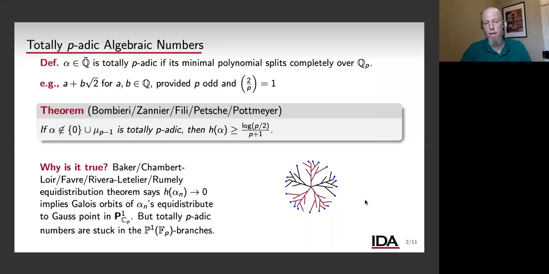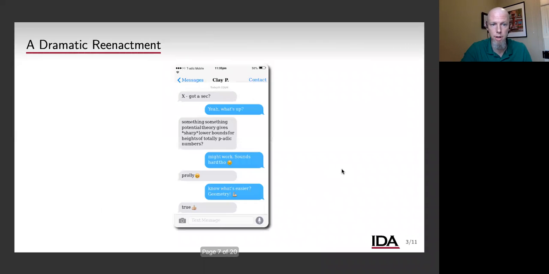Okay, so I guess I could keep putting slides up like this with equidistribution results for the rest of the talk, but we're going to go a different direction. So I think it was the tail end of last year, maybe last summer sometime, Clay Petsche and I were communicating via email, and rather than give the whole thread, I just put together a dramatic reenactment for you here. And the basic idea was that Clay had this idea for obtaining sharp lower bounds for heights of totally p-adic numbers. We don't have a sharp lower bound in that case.